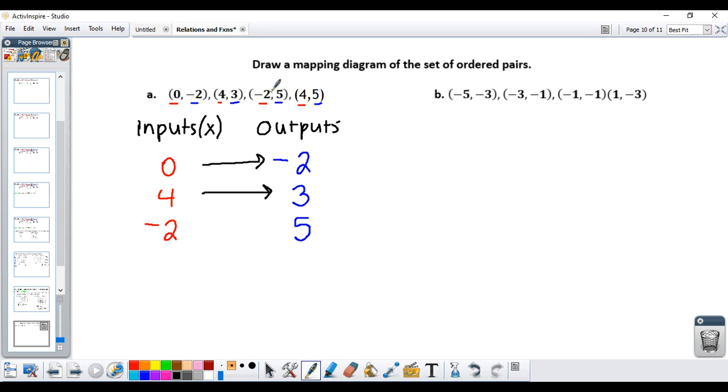-2 is paired with 5. So an arrow from -2 to 5. And then 4 is also paired with 5. So I go back to the 4 and I draw another arrow coming from it to the 5. And then if I needed to list if this was a function or not, I would look at these arrows. And this 4 has 2 arrows coming from it. So this would not be a function.